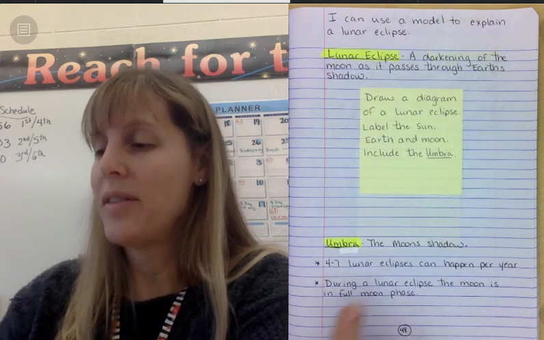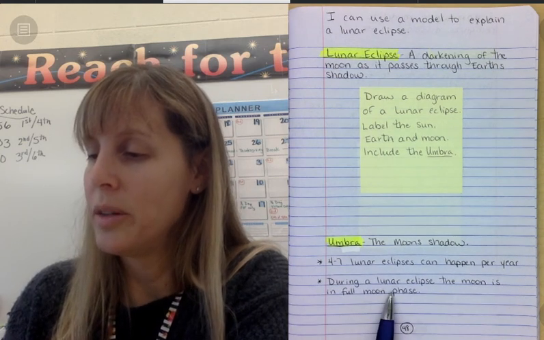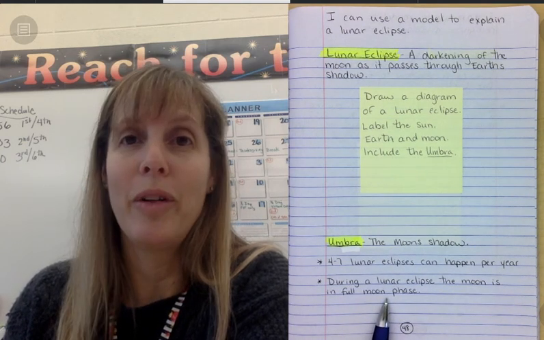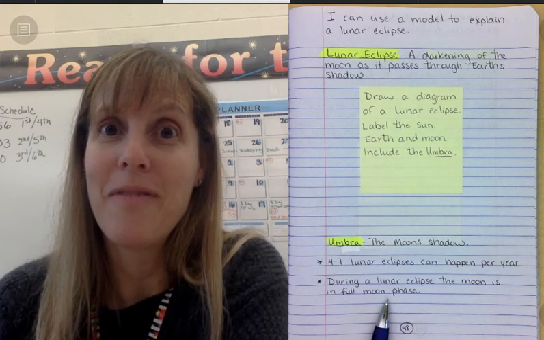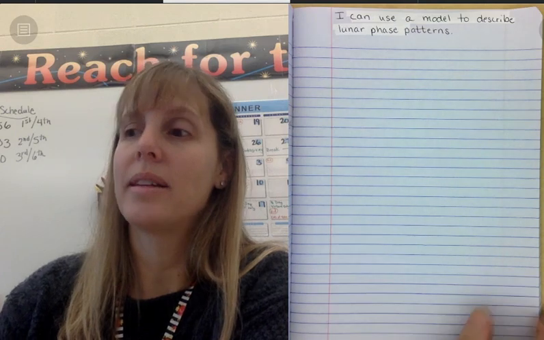There are 4 to 7 lunar eclipses that can happen per year. That's kind of exciting. And during a lunar eclipse, the moon is in full moon phase. And we're going to look at the moon phases later today. Oh, not today, next lesson.